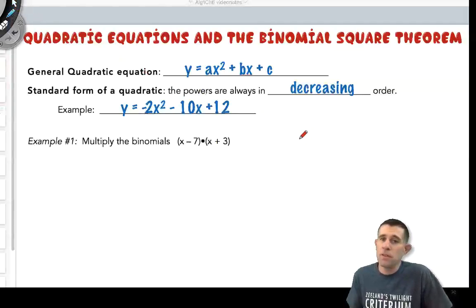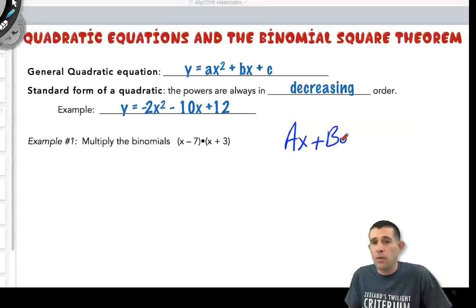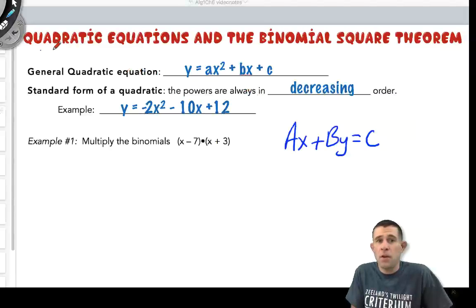A few chapters ago, we looked at linear equations, and we said the standard form for a linear equation was ax plus by equals c. So it's a combination of numbers and variables, but the variables were all to the first power. Today we're going to take a look at quadratic equations, and the general form for a quadratic equation follows ax squared plus bx plus c.